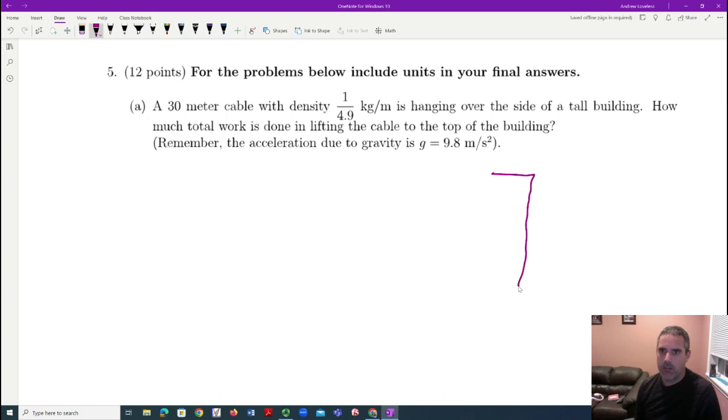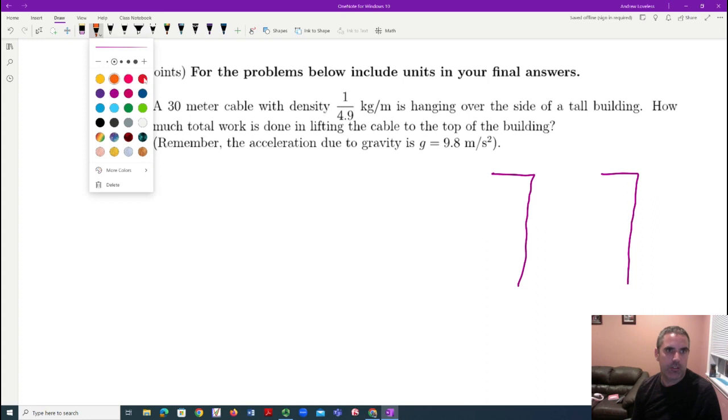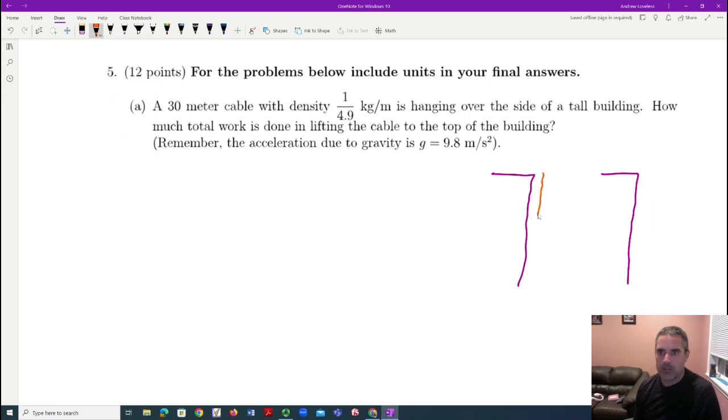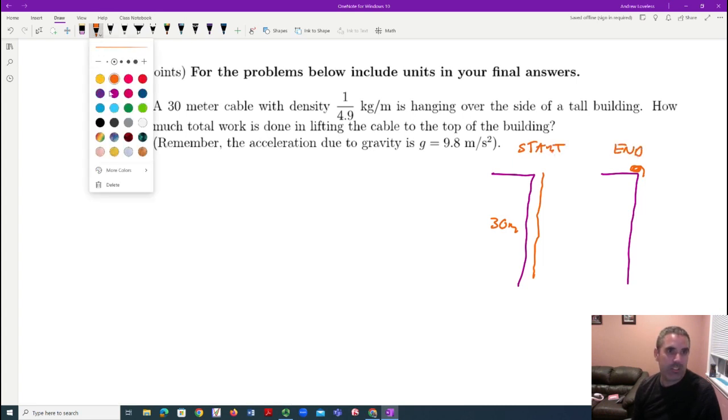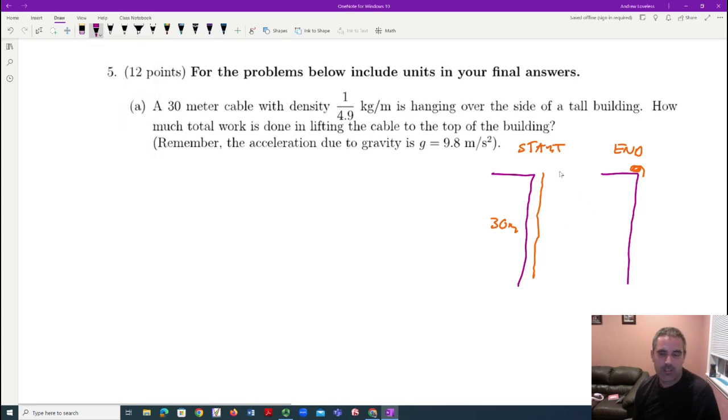Okay, let's do that. I always like to draw the picture of the start and the end. So let's draw this rope. So here's the start. This is 30 meters. Here's the end. It's been lifted to the top. Start. End. And remember, you can label this however you want. So this is tough. As soon as I make a labeling, people think it's the right way. But I'm just going to label this 0 and this 30.